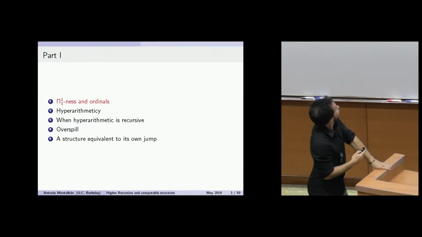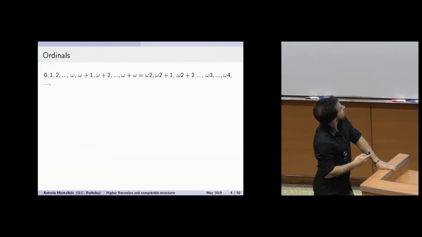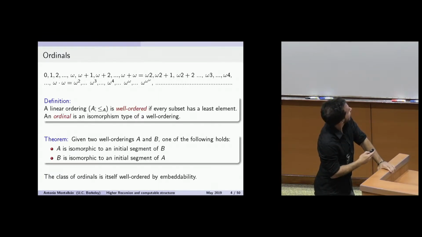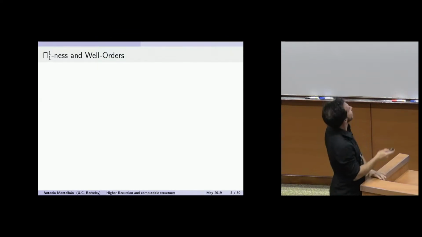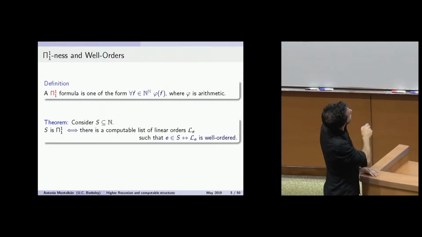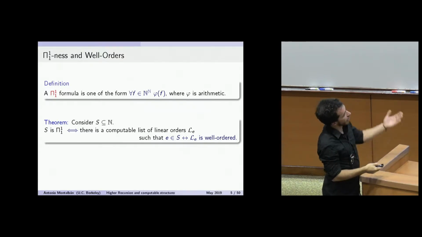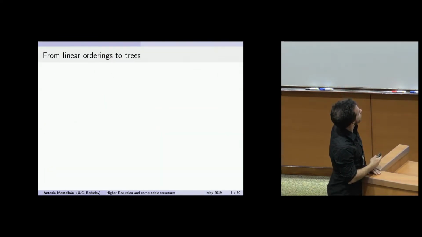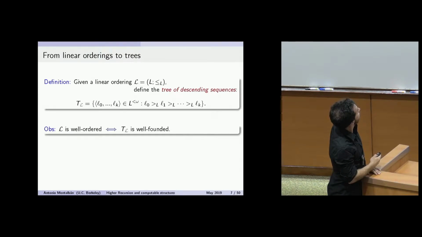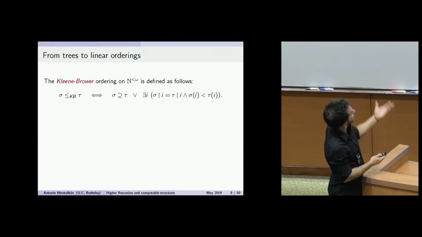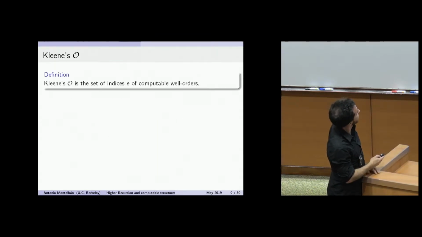So, those are the ordinals. A Pi^1_1 set is one of this form. We talked about that before, and being Pi^1_1 is equivalent to essentially being able to tell if something is well ordered or not. The connection is well-founded trees, and you can go from trees to linear orderings in a form that well-ordered becomes well-founded and vice versa.